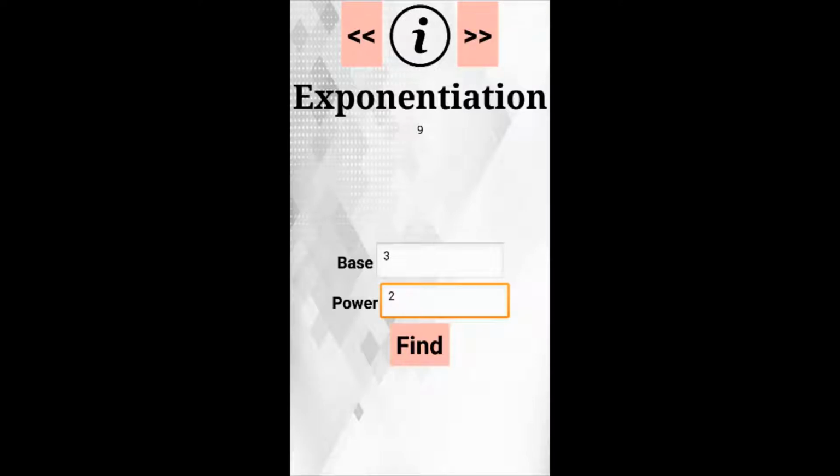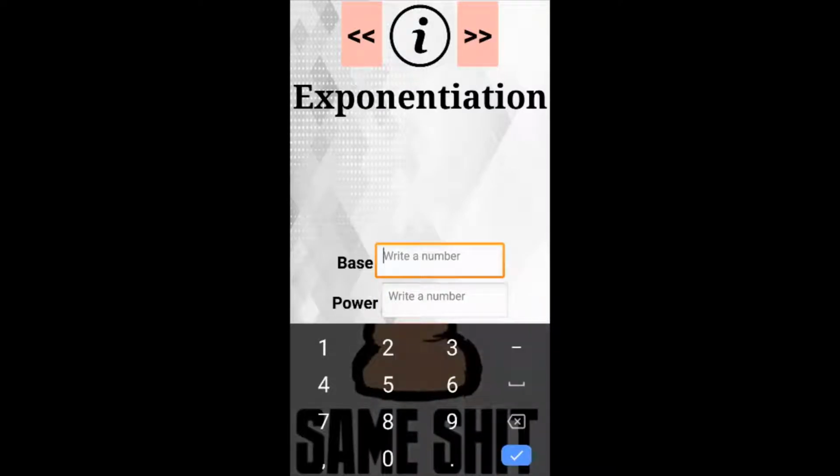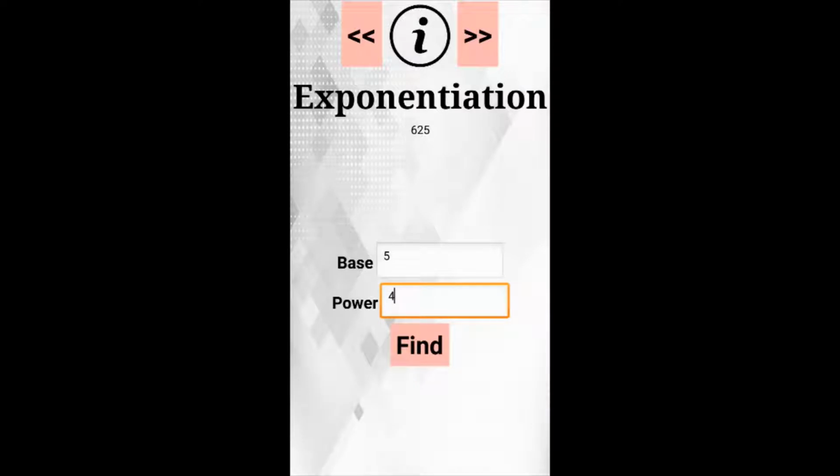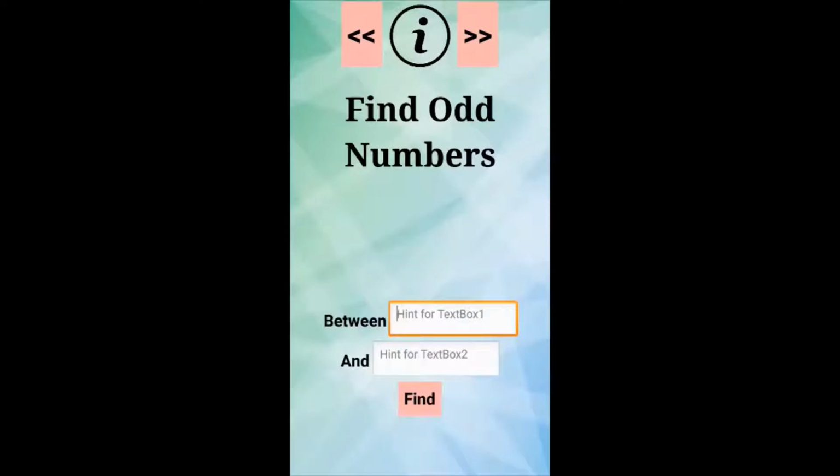Now we can erase that if we long click on the button that says find. It erases, and we put 5 to the power 4, and it's 625. Now we erase it, and there's another button with the prior symbol. If we click it, it takes us to the other screen that we were in that says find odd numbers, and there is a button between those two buttons with the information symbol.